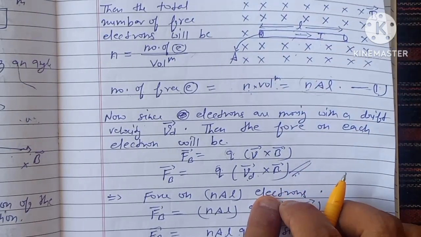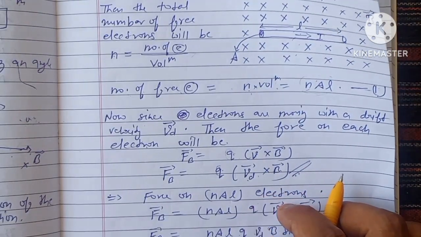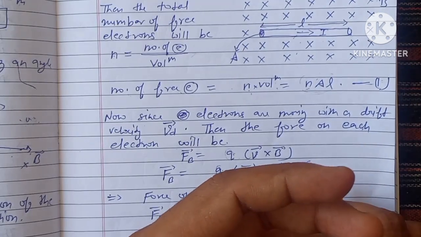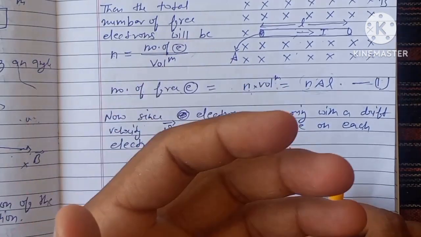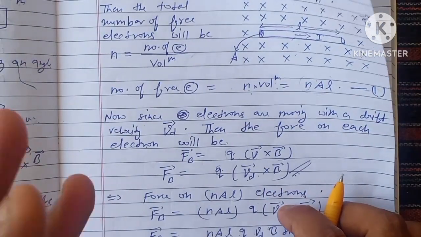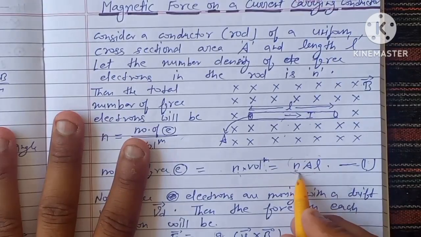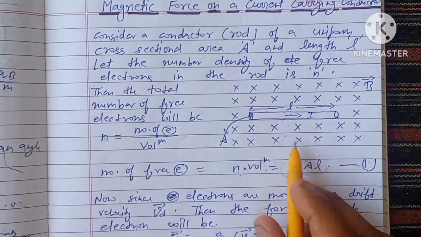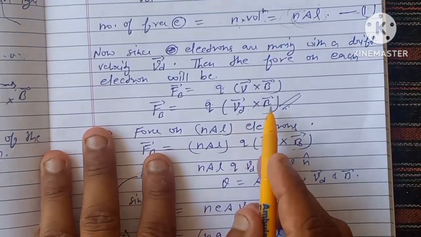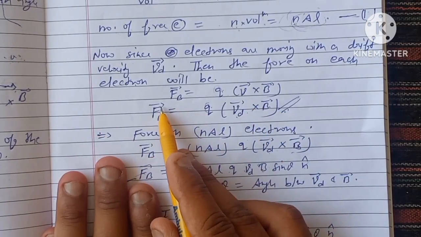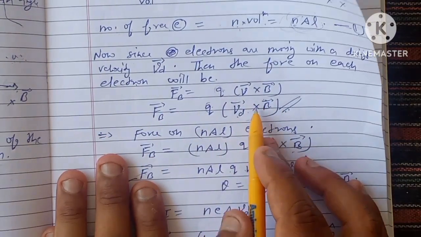Now let us calculate the net force which is exerted by the magnetic field on all the electrons, means the total net force. What will be my net force? Since there are this many free electrons inside this rod and one electron is influenced by this much amount of force.